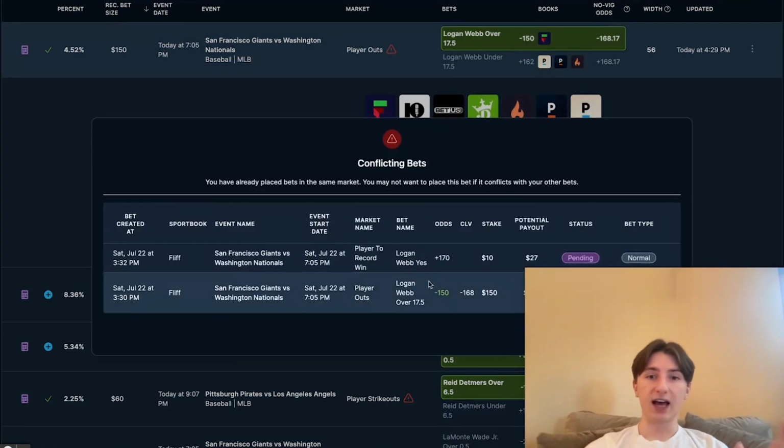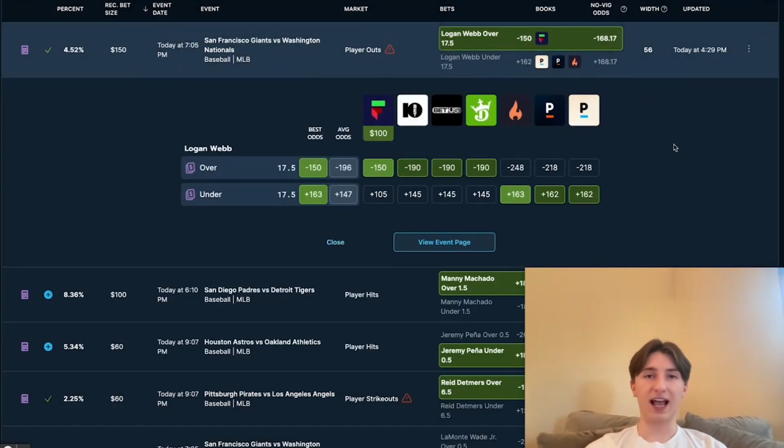You guys can see I placed a $150 bet on Logan Webb to go over 17.5 outs. I'd never even heard of Logan Webb until today. I'm not that big of a baseball fan, but when the entire market agrees that he's really likely to do it and Fliff falls behind, you can make money off of it.